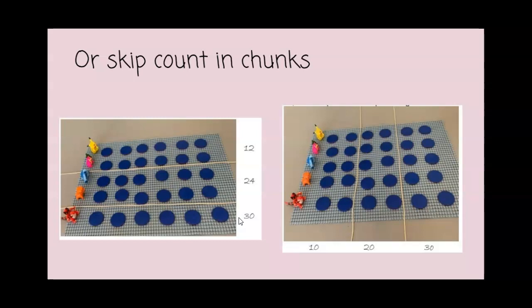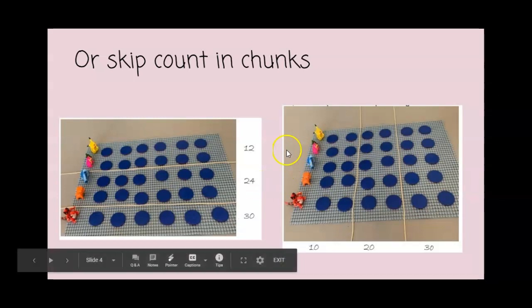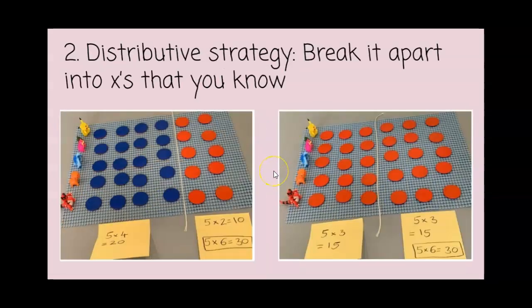The next most efficient way of working out how many altogether in an array is the strategy that we're going to be looking at today. And this is called the distributive strategy. It's also called breaking it apart, and it involves breaking your array up or splitting your array up into groups that you already know.